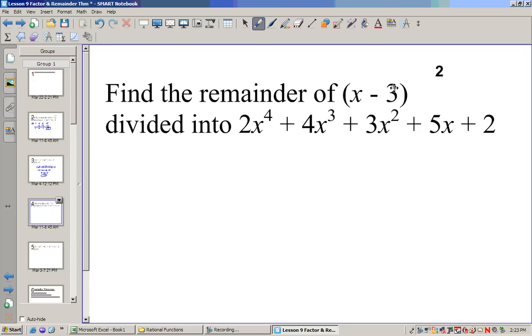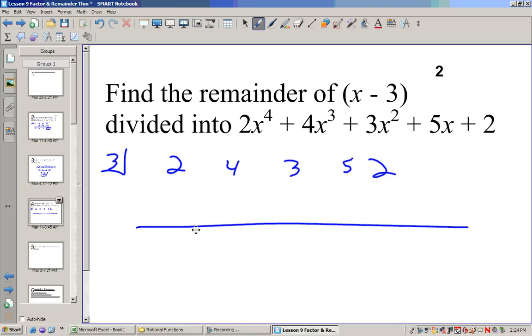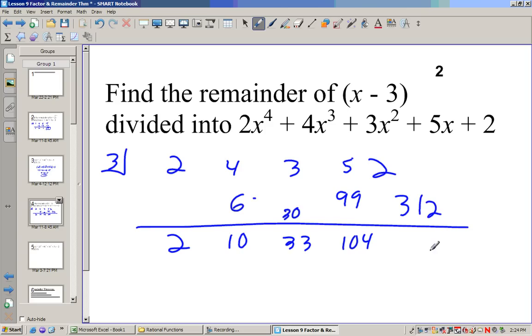If I have this divided into this equation, that means I have a 3 in the box, so I'll have 2, 4, 3, 5, 2. And so this would be 2, 6, 10, 30, 33, 99, 104. What's this going to be? 312. So 314 would be the remainder.